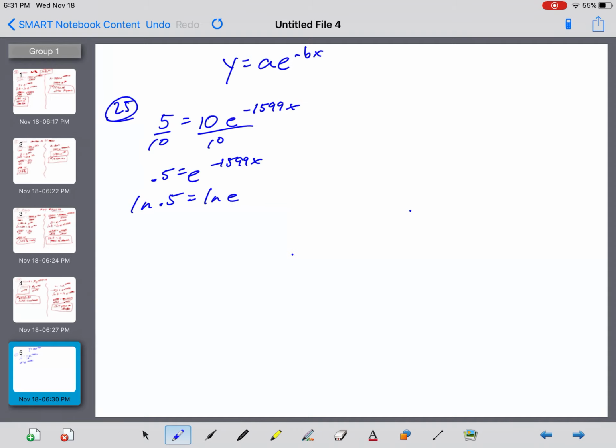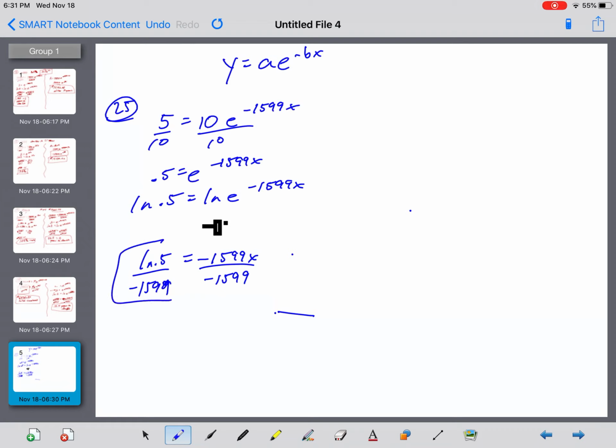And we're going to natural log both sides. Natural log e, because we got to get something out of a power. And here's what I like to do. I don't even like to type this into a decimal yet. So this side is going to be negative 1599x is equal to the natural log of 0.5. And we can just divide that by negative 1599.